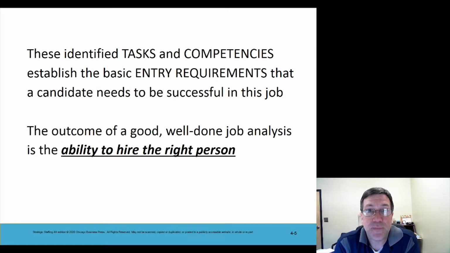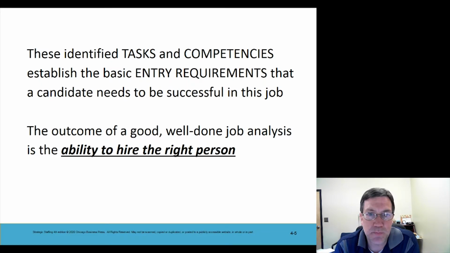When we identify these tasks and these competencies, then we can figure out what you absolutely have to be able to do to do this job successfully. If you've got to be able to give people shots and start IVs and communicate well on what's going on, reassure people that things are going to get better when they're depressed or whatever, what does a candidate need to be able to do those things?